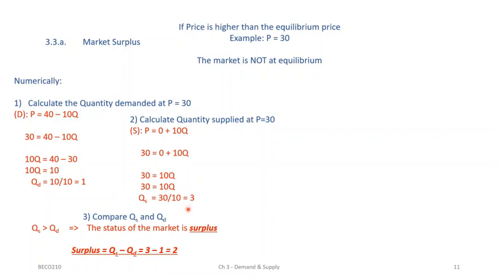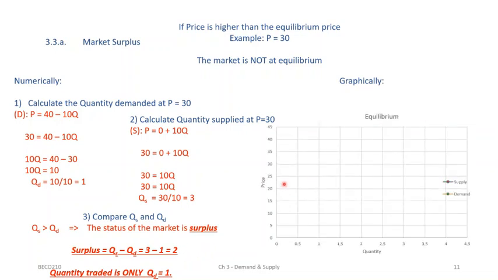So practically, we only traded a quantity equal to 1, which is the lowest quantity between the two. QD equals 1, the lowest quantity between QD and QS.